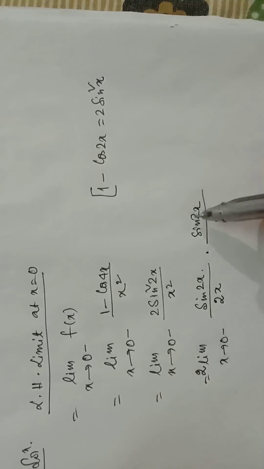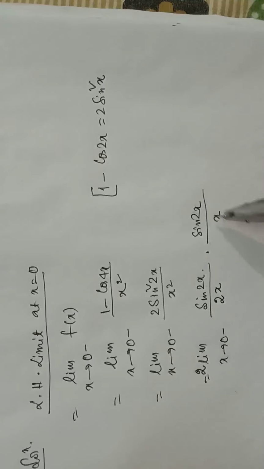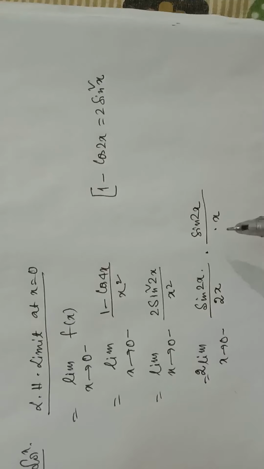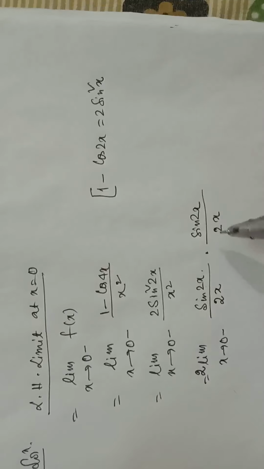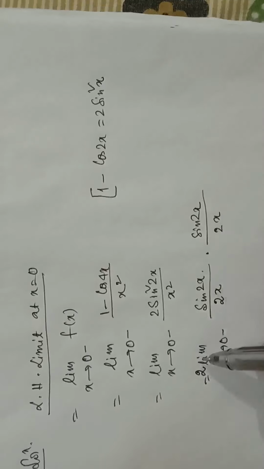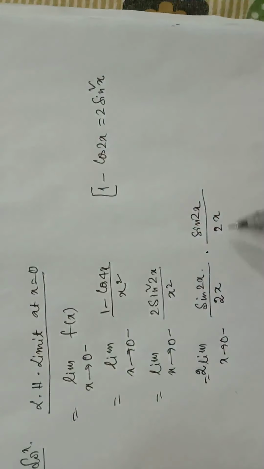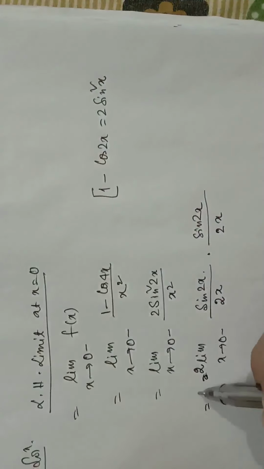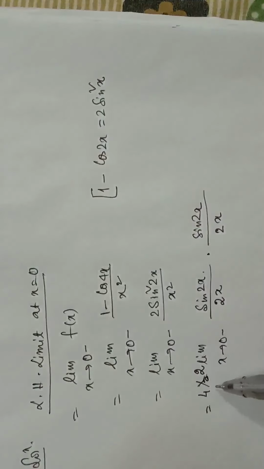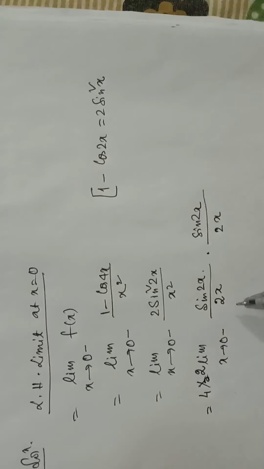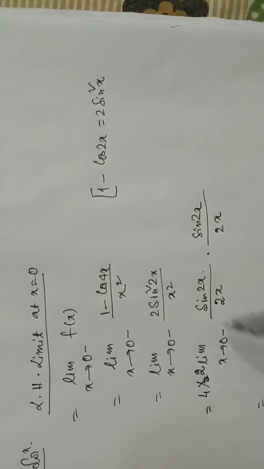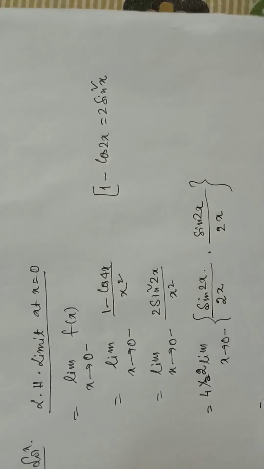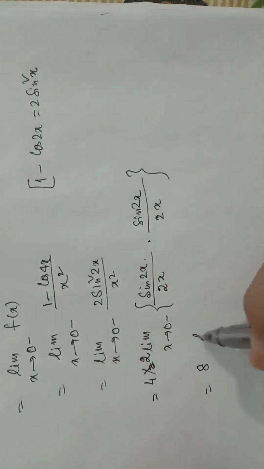Similarly, again we have to bring 2 here in the denominator, and to adjust we have to multiply the numerator also by 2. So you can see we have written 4 extra in the denominator, 2 into 2, and to adjust we have to write 4 in the numerator. So 2 into 4 is 8.